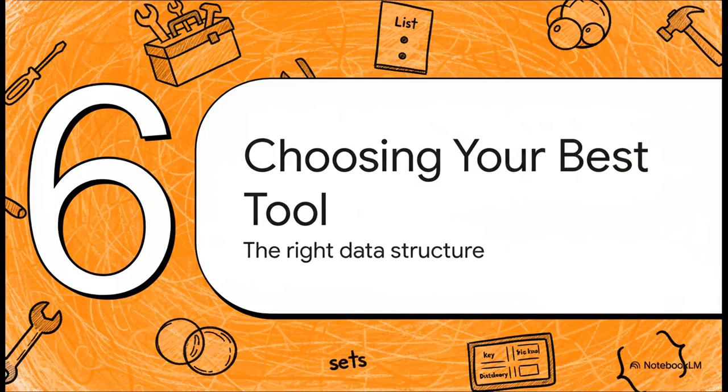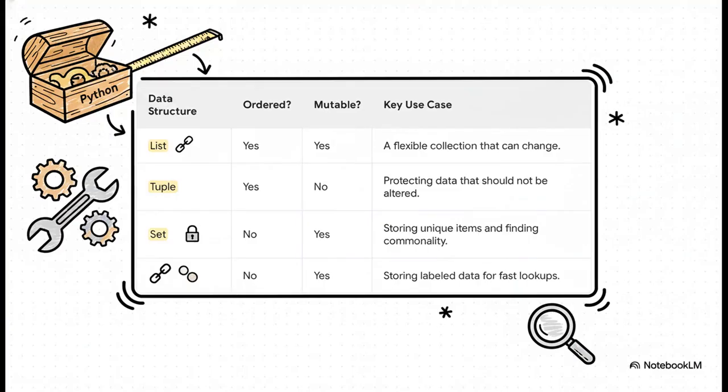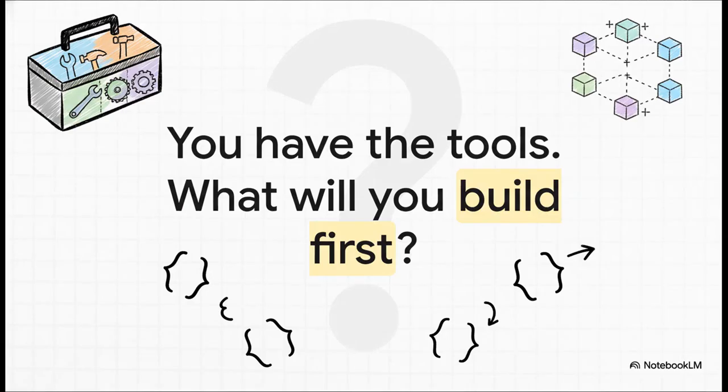Okay, so we've filled our toolbox with 4 really powerful tools. Now for the most important part, knowing which tool to grab for which job. Let's put it all together in one clear view. This table right here, this is your ultimate cheat sheet. So if you need a flexible, ordered collection that you can modify, use a list. Need to protect ordered data from being changed? Grab a tuple. Need to find unique items or see what 2 groups have in common? A set is definitely your answer. And if you need to store labeled information for super fast lookups, a dictionary is the perfect tool for the job. And there you have it, a solid foundation for how Python organizes information.